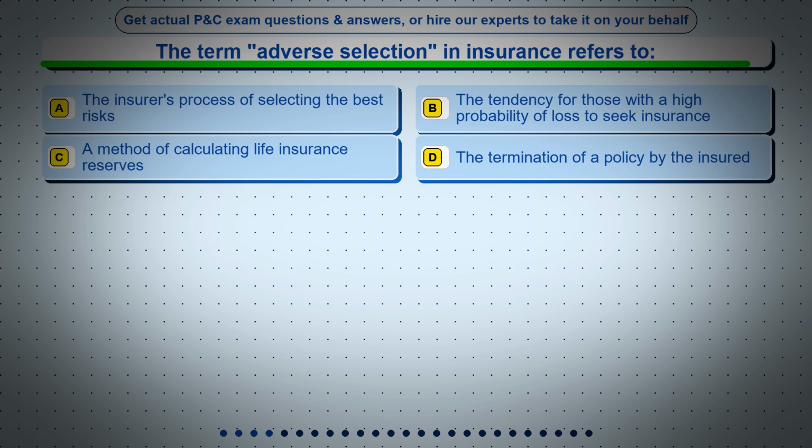Question 4. The term adverse selection in insurance refers to: Option A. The insurer's process of selecting the best risks. Option B. The tendency for those with a high probability of loss to seek insurance. Option C. A method of calculating life insurance reserves. Option D. The termination of a policy by the insured.